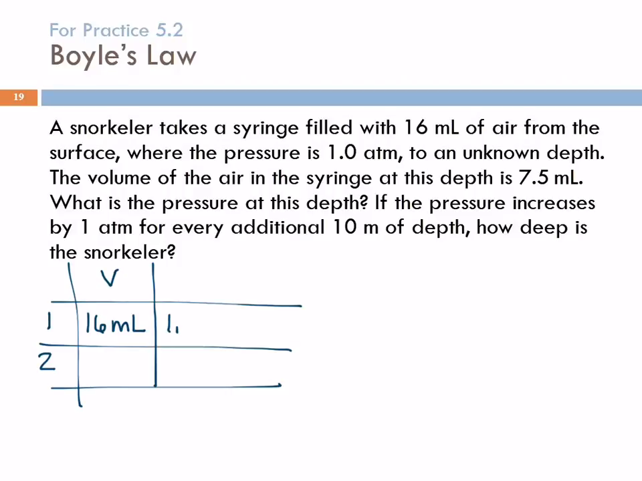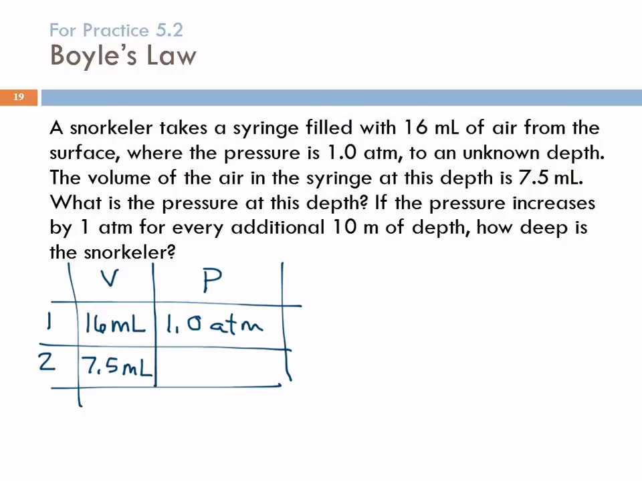1 atmosphere is another parameter, and the unit tells me it's pressure, and the word pressure tells me this is the pressure. So I've got two columns, volume and pressure. Then the snorkeler takes this to an unknown depth. The volume at this depth, that's the second condition, is 7.5. So 7.5 milliliters here. Always include the unit. The unit is part of the measurement.